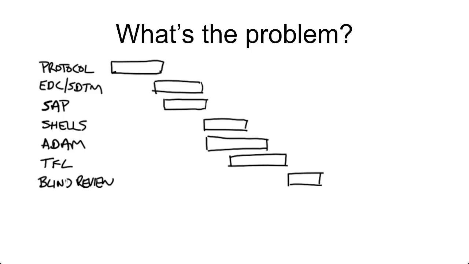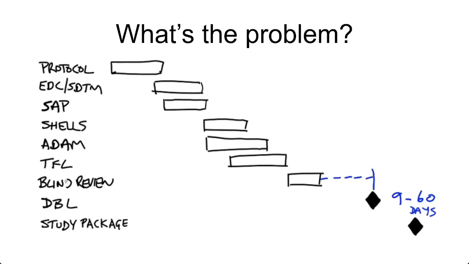So once we've got the TFLs programmed on the ADaM datasets, then we will start blind reviews. And that's great because we've got loads of time to database lock, and then typically according to the PHUSE KPI, and I would kind of broadly agree with this, there's then between 9 and 60 days from database lock to wrap everything up and produce a study package and a submission package. So that's great. So what's the problem?